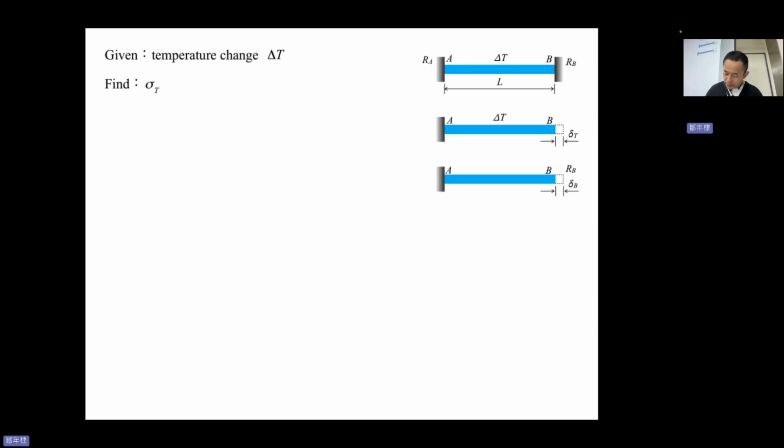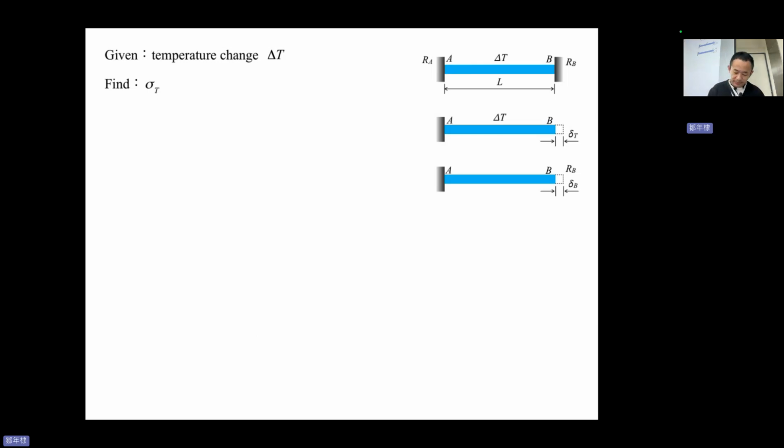All right. So now we have RA and RB, sorry, two walls confine a bar between each other. And it has a temperature change delta T. Find the sigma T, you see? Because it cannot elongate as it wishes, it will induce stress inside, okay? Yeah, so for example, if you want to do something and your parents or your teacher or your professor don't allow you to do that, you feel stress inside, okay?